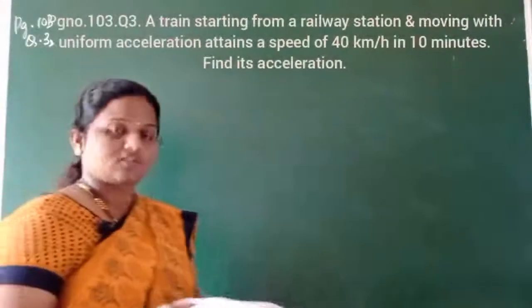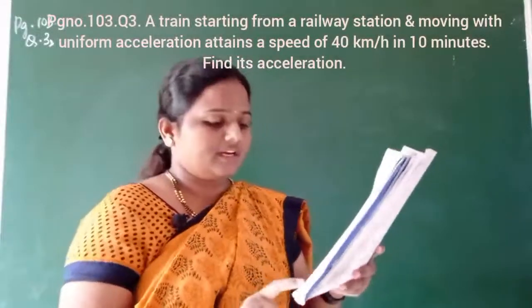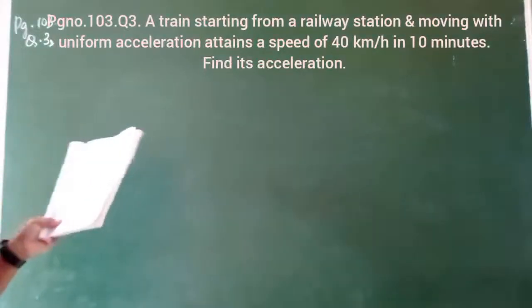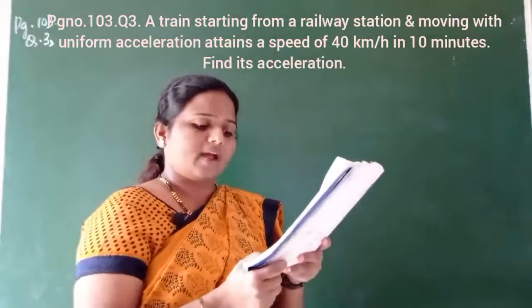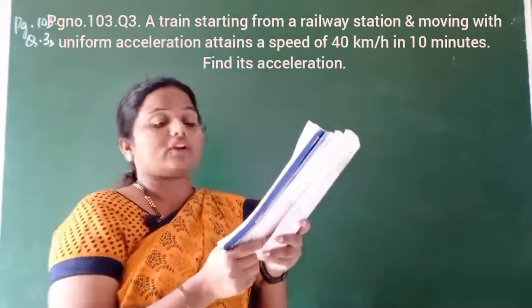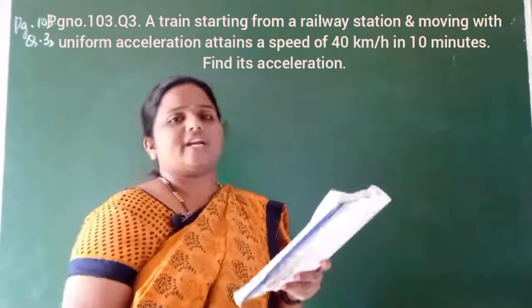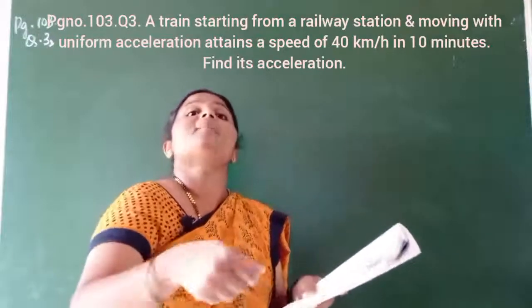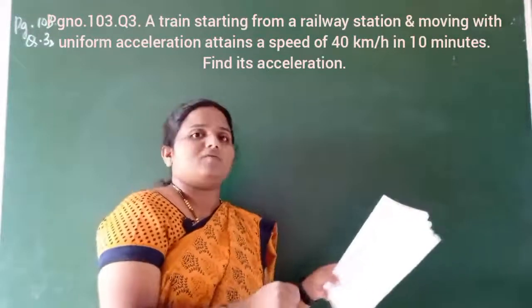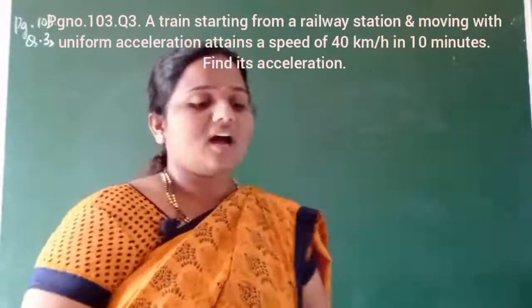Then now we will solve one more problem from the same page number 103. That is the third question. A train starting from a railway station and moving with uniform acceleration attains a speed of 40 km per hour in 10 minutes. Find its acceleration. The question is very simple, children. Here a train starts from rest and it will gain some velocity, is the question. And they have given the timing value as 10 minutes. Isn't it, children?